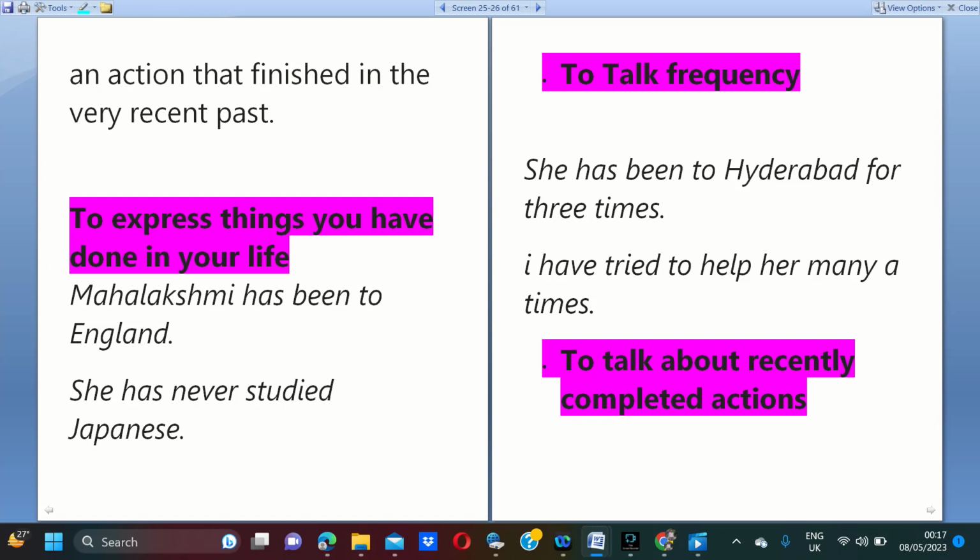Next condition, to talk about frequency. She has been to Hyderabad for 3 times. Here, how many times comes under frequency. To talk about frequency also we can use present perfect. Next, I have tried to help her many a times. Many a times here, frequency. To talk about frequency, we use present perfect tense. Next condition, to talk about recently completed actions. We can use present perfect tense to talk about recently completed actions.